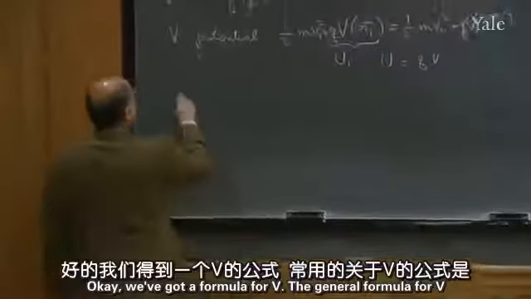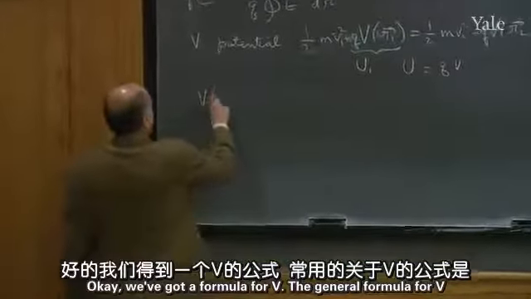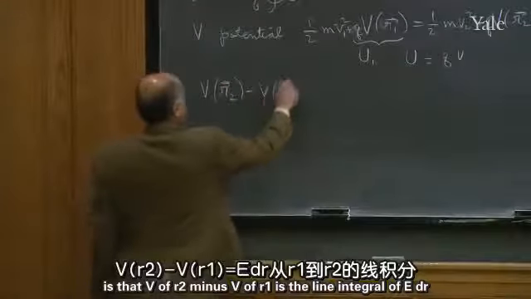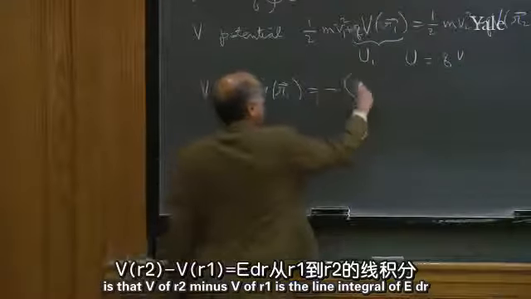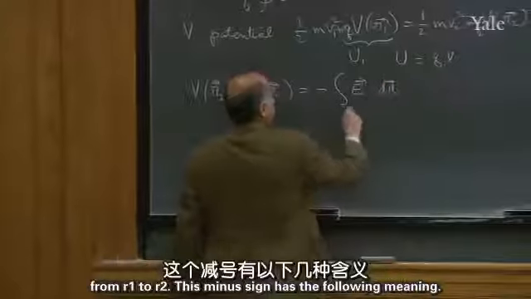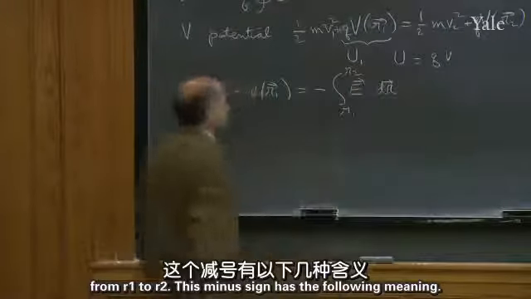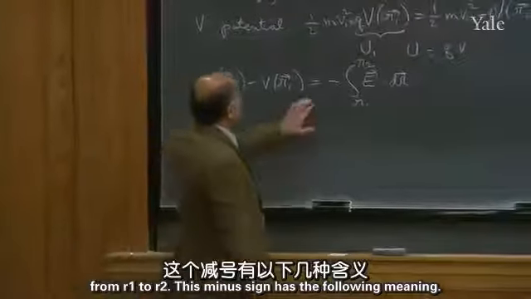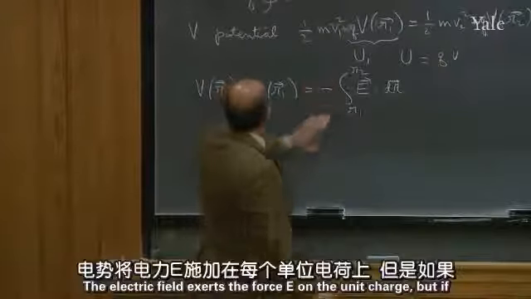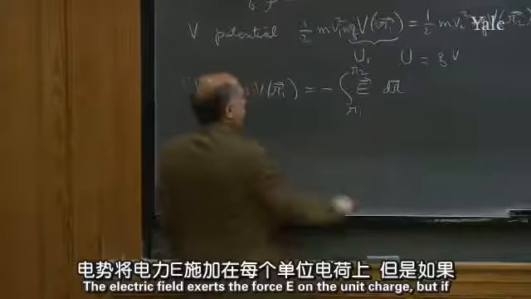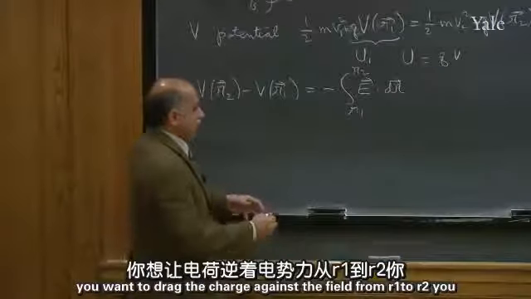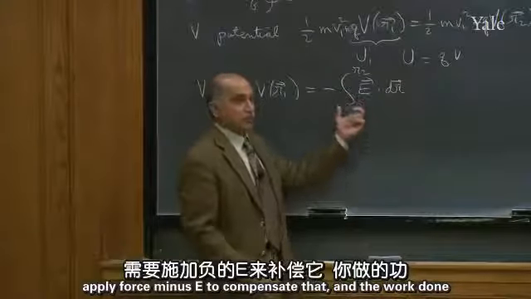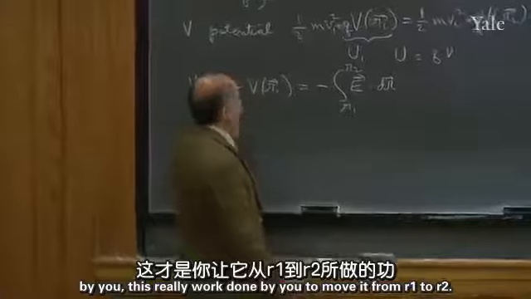Okay, we got a formula for V. The general formula for V is that V of R2 minus V of R1 is minus the line integral of E dot dr from R1 to R2. This minus sign has the following meaning. The electric field exerts the force E on the unit charge, but if you want to drag the charge against the field from R1 to R2, you apply force minus E to compensate that. And the work done by you, this is really the work done by you, to move it from R1 to R2.